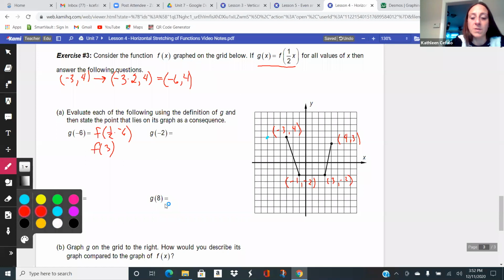Okay, let's go back and try the next one. So I have -1, comma -2. Again, I have to take my value and multiply it by the reciprocal. So the reciprocal of 1/2 is 2. The y stays the same. So -1 times 2, I get -2, comma -2.